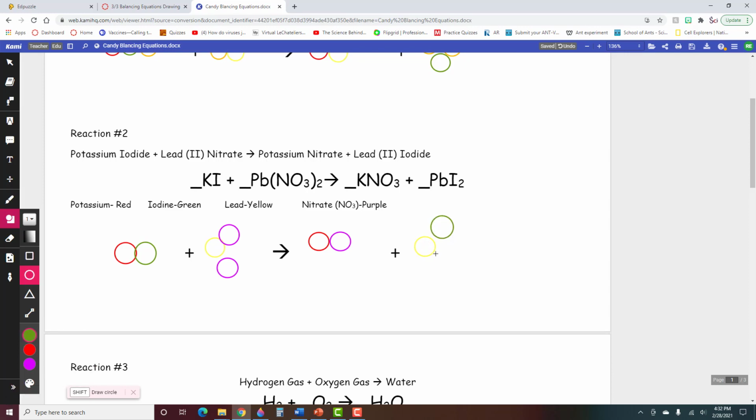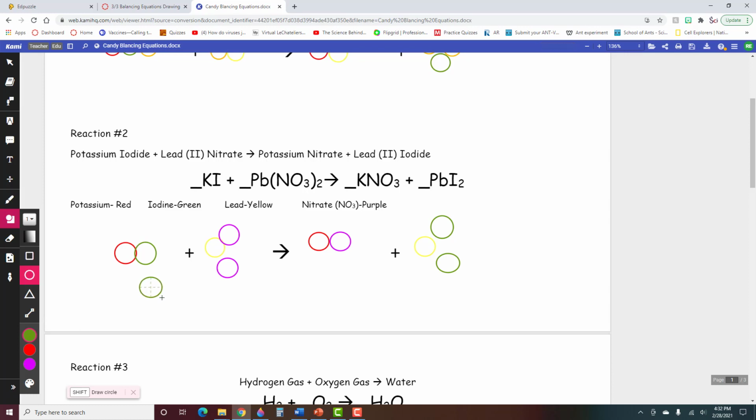And green circles here. Alright, so now I count my circles. I have one red circle on the left, one red circle on the right. I have one green circle on the left and two green circles on the right, so that doesn't balance. So then what I need to do is I need two green circles over here. So I'm going to draw an extra green circle.